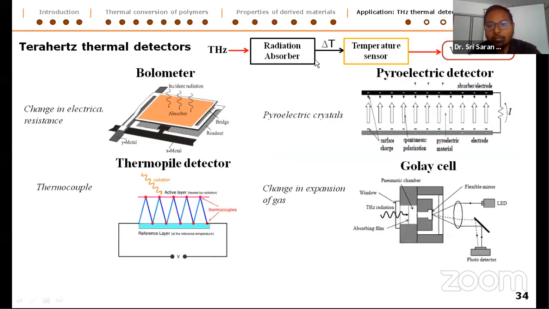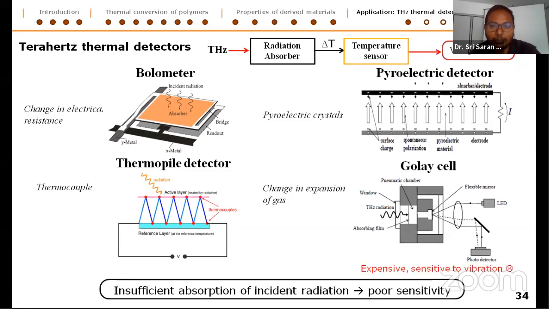It is actually the absorption of radiation, and that becomes heat, and you sense the temperature as a voltage or current. There are many detectors that exist, that are well known. So I am not going deeper into this.